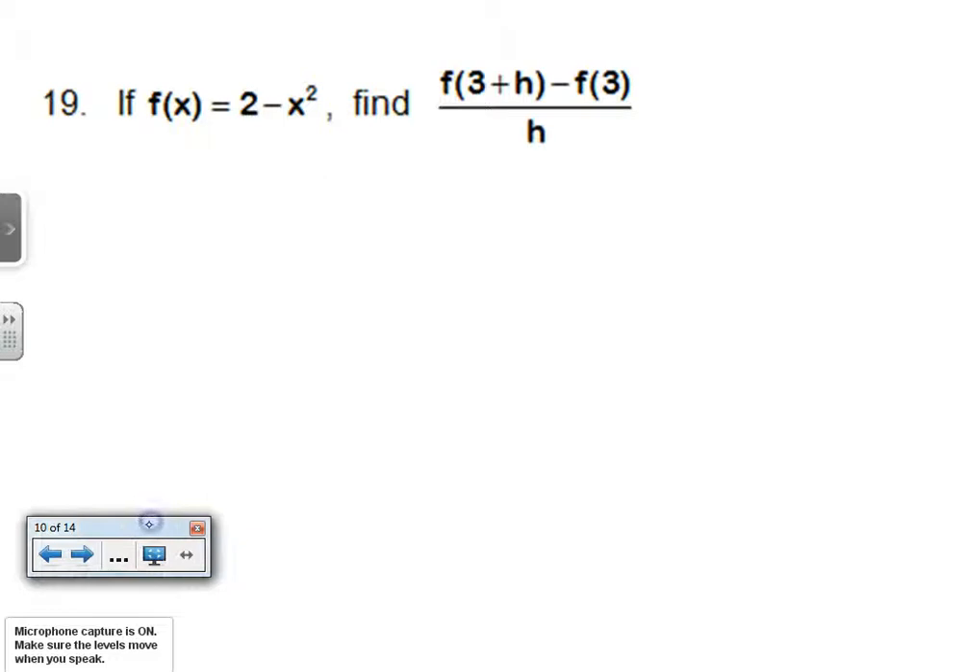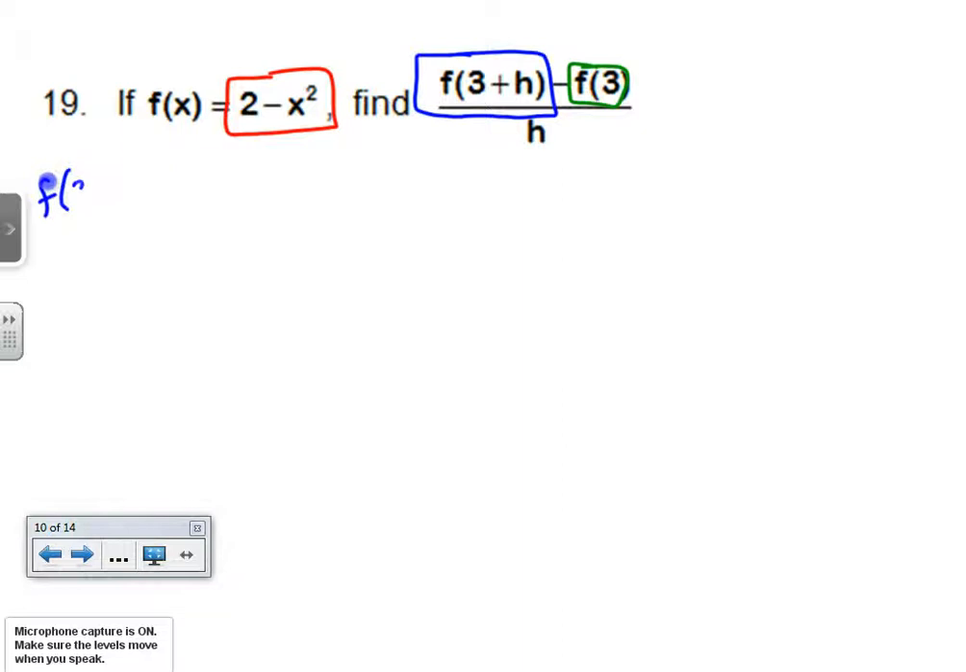Okay, this one's a doozy, so hang on to your horses. Our function is 2 minus x squared, and we're going to find f of 3 plus h. We're going to subtract off f of 3 and divide the whole mess of a thing by h. So I'm going to start doing this piece by piece, and this is going to take a lot of room, so hang with me. Let's start with f of 3 plus h. So f of 3 plus h means I take my function f, and instead of x, I'm going to plug in or evaluate a 3 plus h. So that's this guy right here.